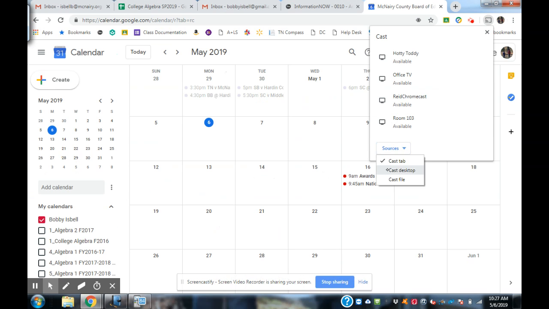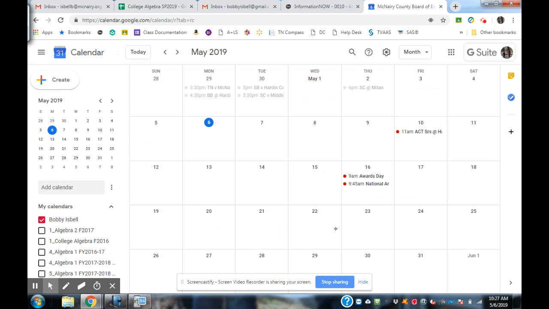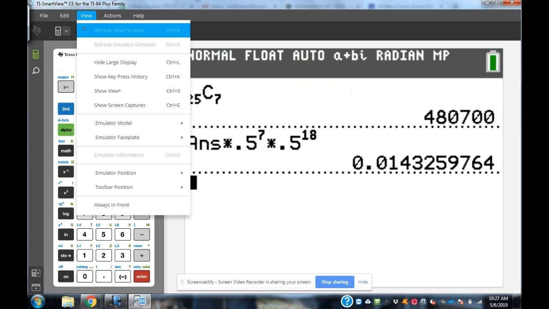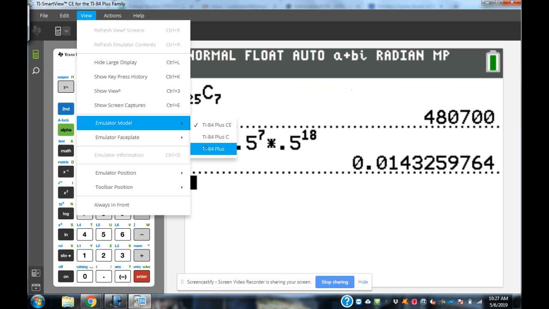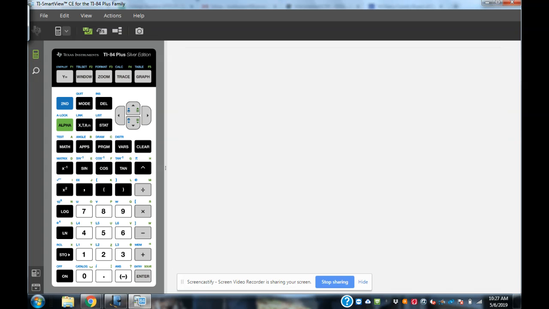Issues in this class. Yeah, some of the black and white ones do it that way. Let me see if I can change to the older version. Yeah, that's awesome.